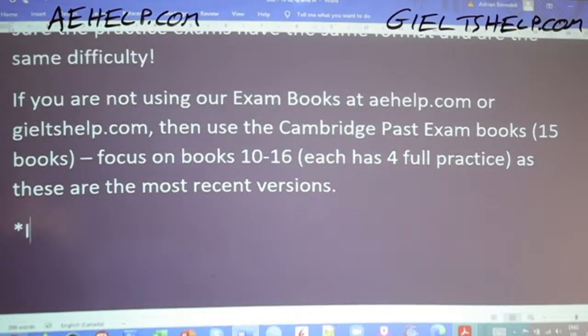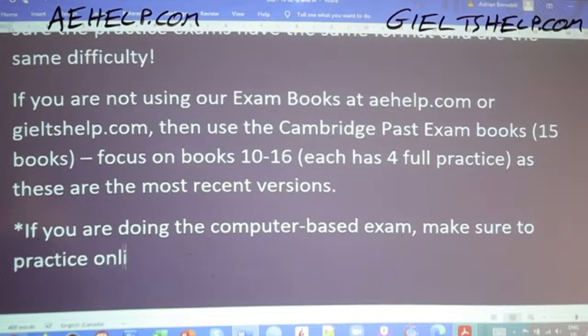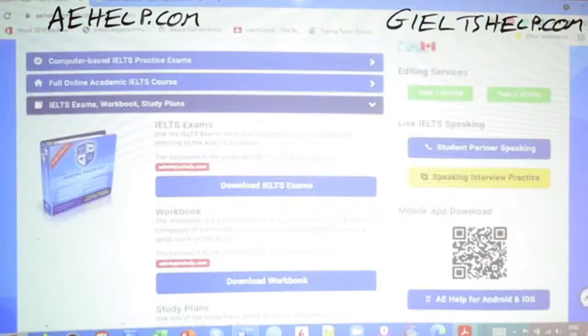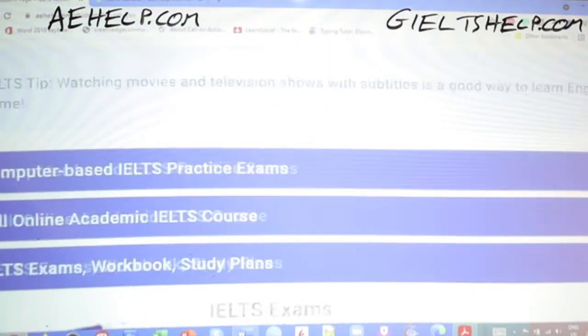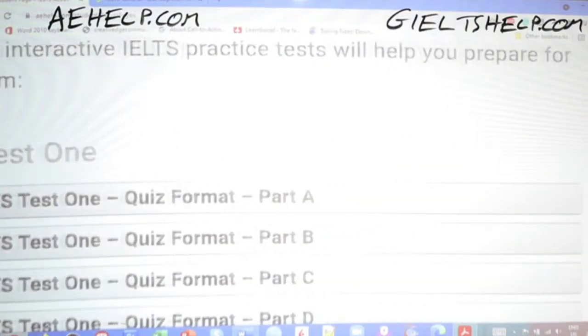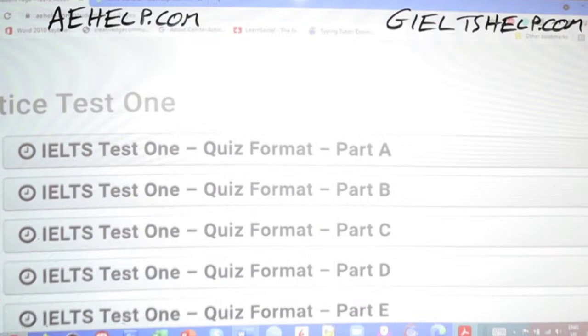Also, make sure to practice online computer-based full exams, okay? And you can do that on our website as well. So again, on the website, you have the computer-based practice exams that are timed. There they are. So you can click through those and use those, okay?